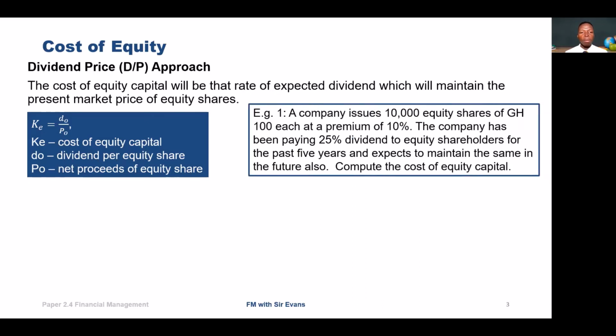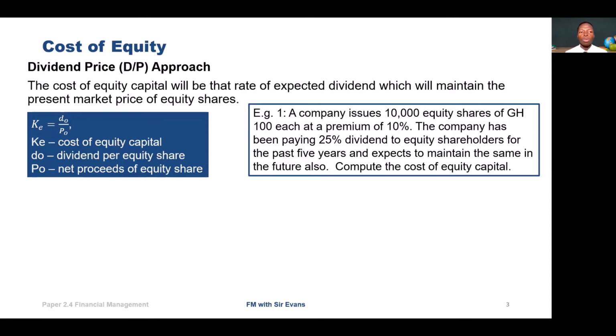So we'll take an example. A company issues 10,000 equity shares of 100 cedi each at a premium of 10%. The company has been paying 25% dividend to equity shareholders for the past 5 years and expects to maintain the same in the future. Compute the cost of equity capital. In this scenario, we can see that there is a dividend, and we can see the company issuing the shares at a premium of 10%.